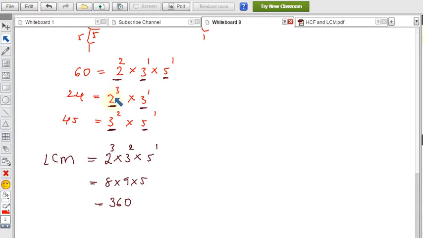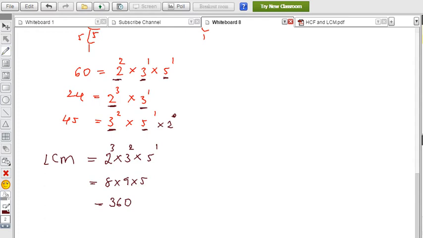2 power 2, 2 power 3. Where there is nothing, we can imagine it as 2 power 0, because any number to the power 0 is 1. 2 power 0 is 1 only. So the highest one is 2 power 3. Then in 3 to the power 1, 3 power 1, 3 power 2, the highest is 3 power 2. Then for 5, the highest is 5 power 1 itself. That is, 360 is the LCM.